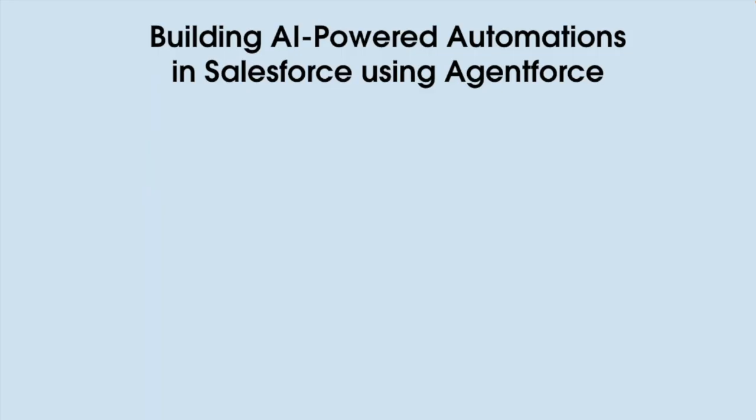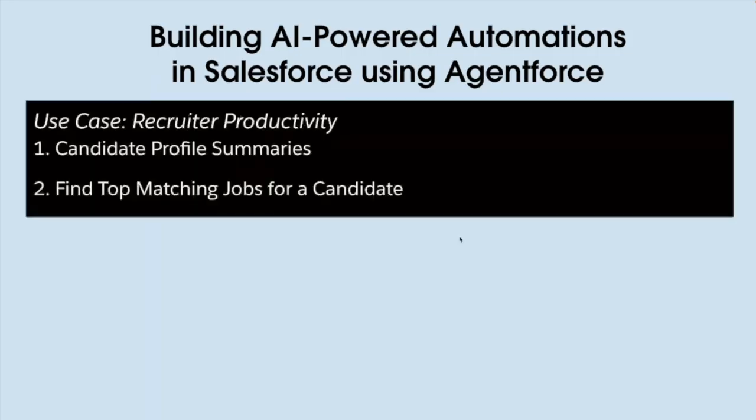In this video, I'll walk you through two use cases. The first one is around generating instant candidate summaries. So you can automatically generate concise candidate summaries directly on a record field using an uploaded resume document that the candidate might have provided as an input.